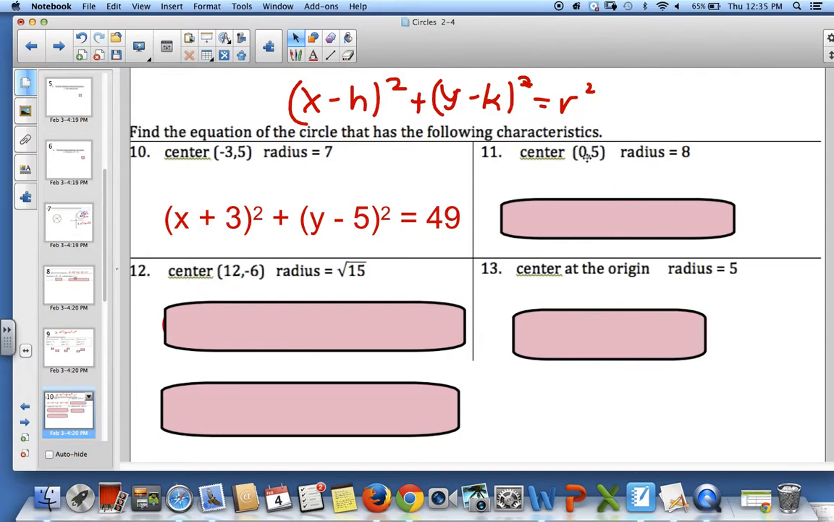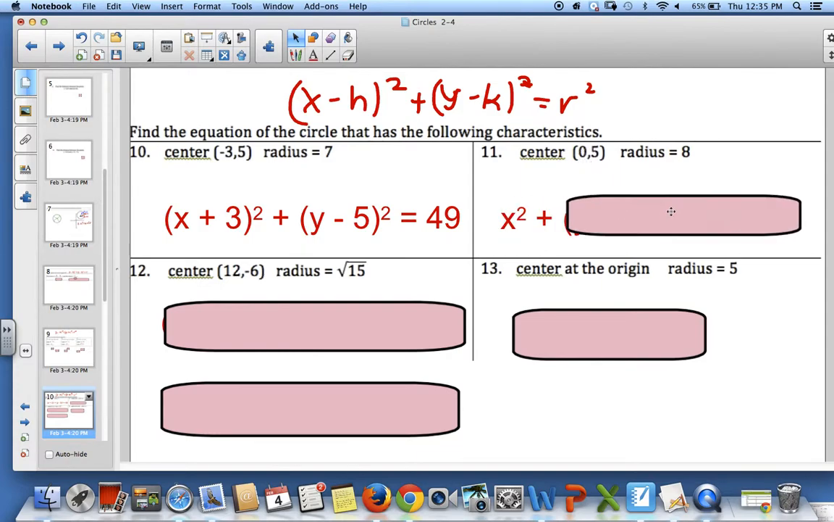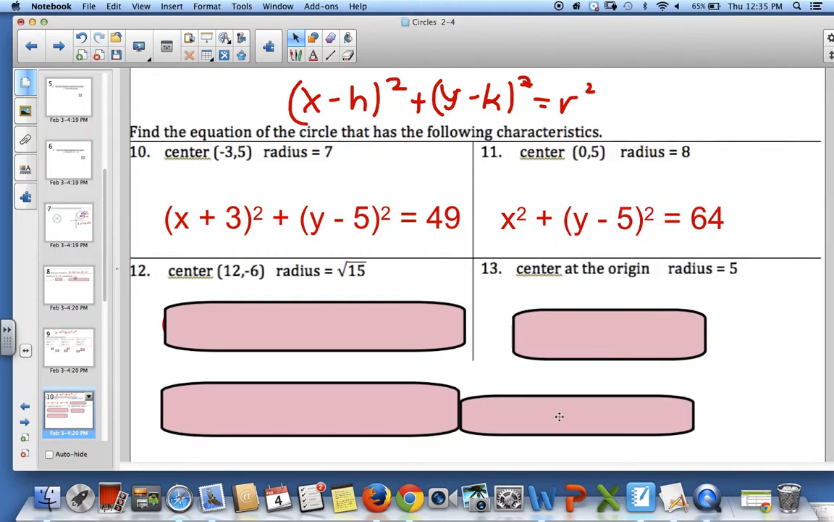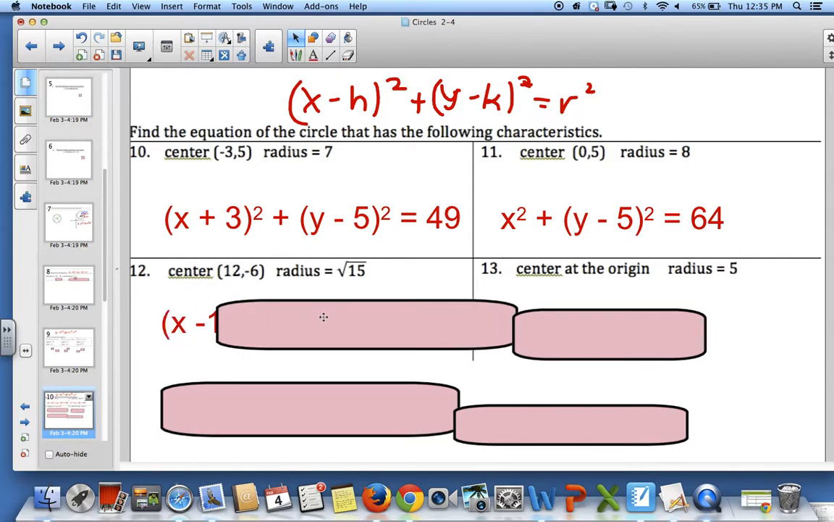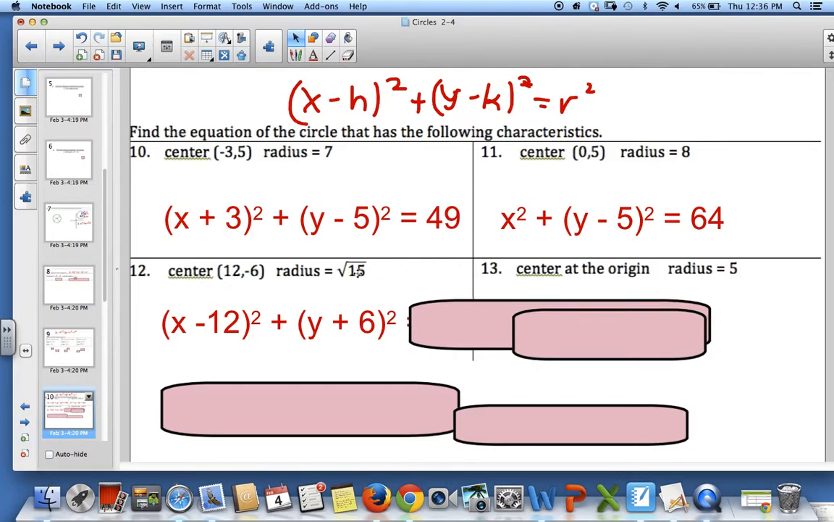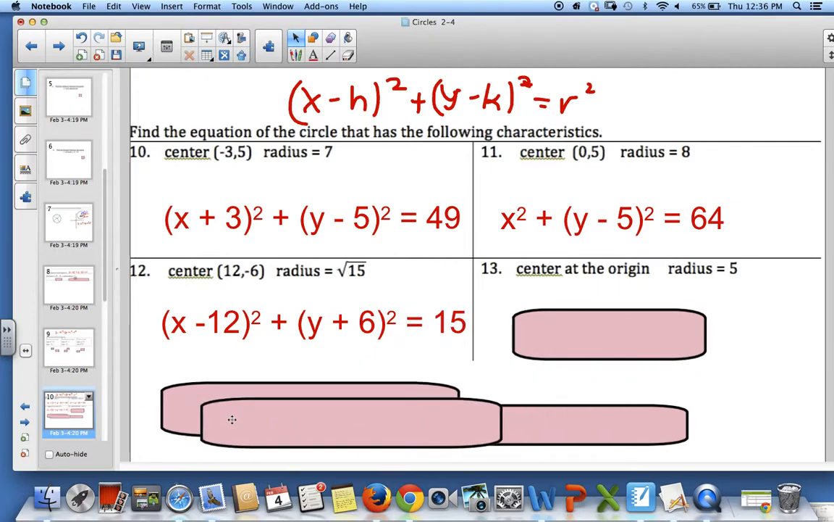Same thing here. X minus 0 is just x squared. And then y minus 5 squared, 8 squared is 64. Same kind of thing here. We're going to say x minus 12 squared, like that. And then negative 6 would be y plus 6 squared. And then the square root of 15 squared: the square of a square root just gets rid of the square root, and you get 15.